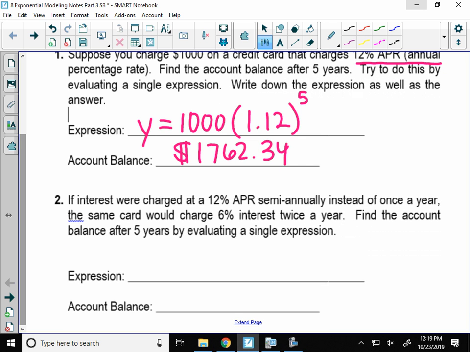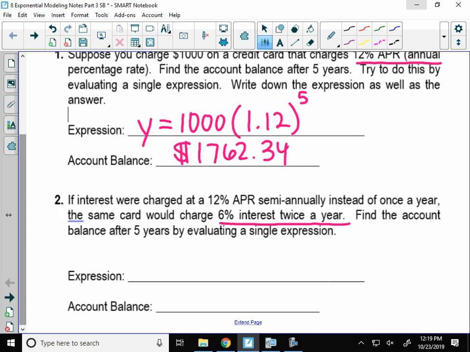It says if interest were charged at 12% semi-annually, how often is semi-annually? Twice a year instead of once, the same card would charge 6% interest twice a year. Now, why would it be 6% interest twice a year? Well, how do I get the 6%? Yeah, 12 divided by 2, right? So the same 12% for the whole year divided into 2 parts.